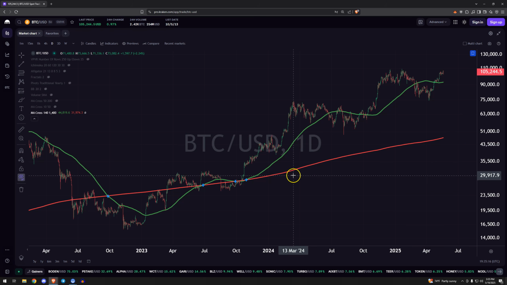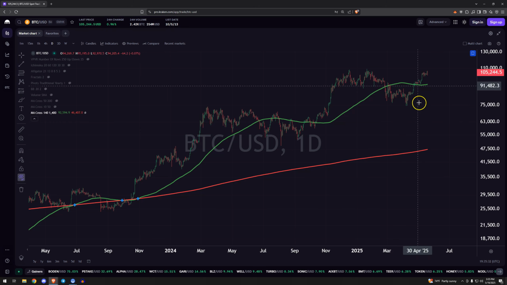Cycle-wise, you can use the 200-week as a level to determine how overbought or oversold you are. Generally, we don't ever go too much below the 200-week, and at some point we reach a distance where we are just way too overheated. But as it stands here, kind of par for the course.